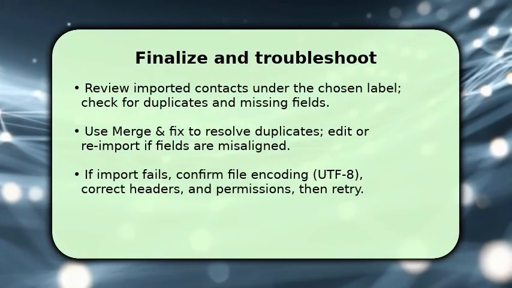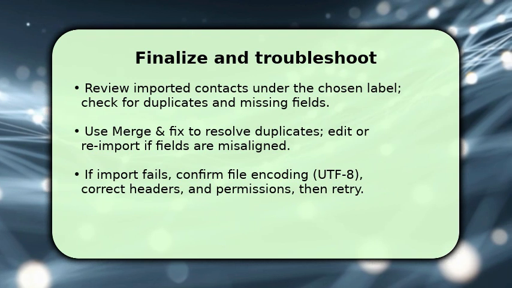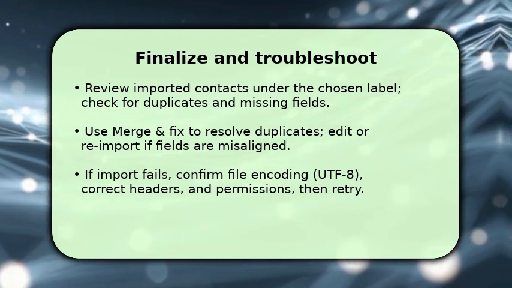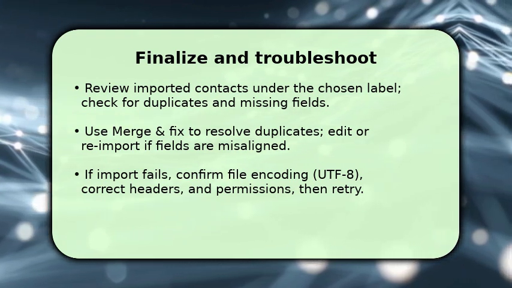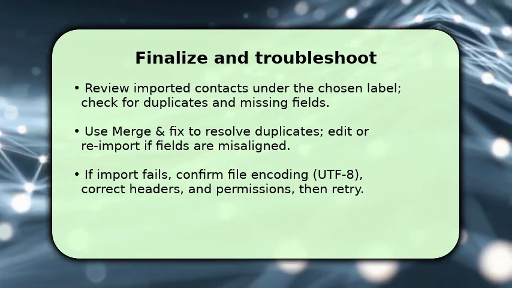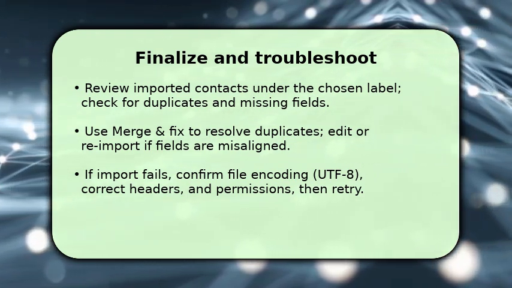Finish by inspecting the new contacts under the label you set. Scan for missing emails, swapped columns, or duplicate entries. Use Merge and Fix to automatically combine duplicates and manually edit any contact with incorrect fields. If many records are wrong, adjust the CSV headers or remap columns and re-import.